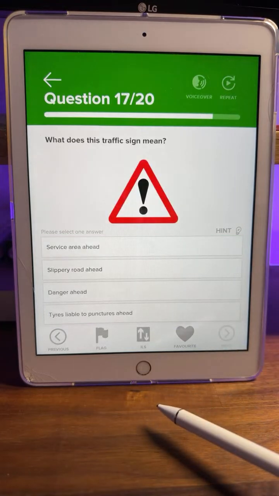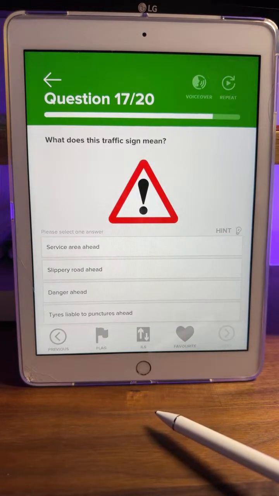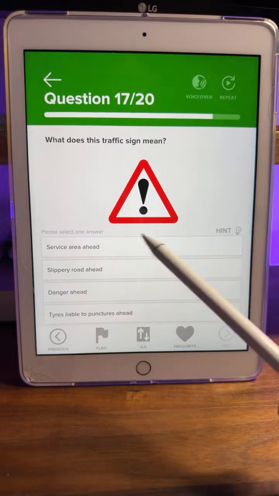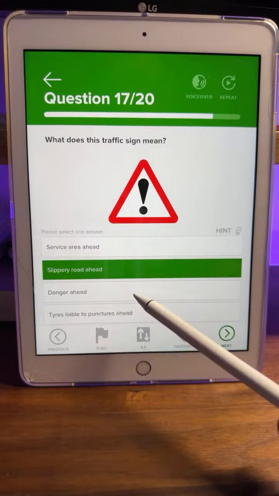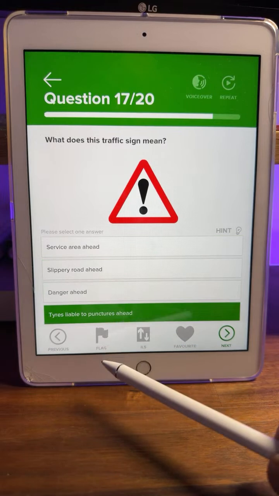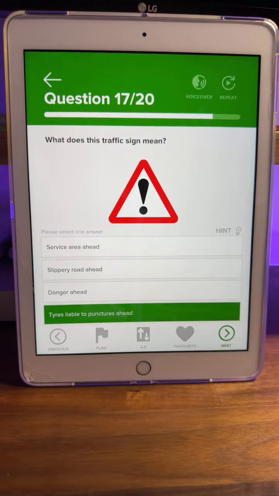Well done, guys. Question 17 is, what does this traffic sign mean? This one's easy. Service area ahead, slippery road ahead, danger ahead, or tires liable to punctures ahead. A, B, C, or D.